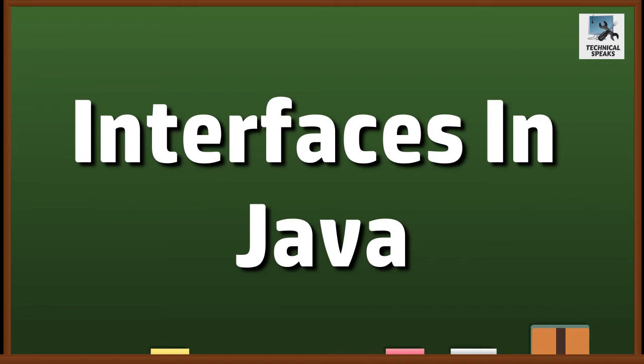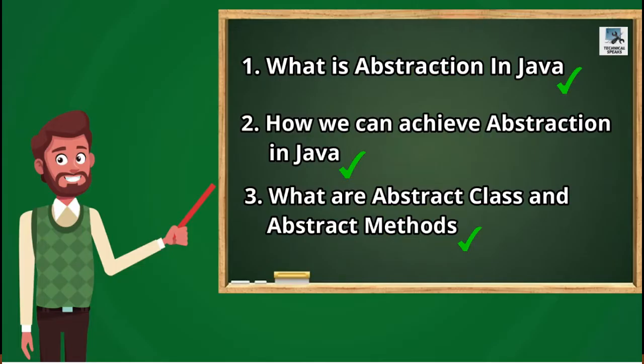In this specific video, we are going to learn about interfaces in Java. In the previous video, we discussed abstraction in Java and what abstract classes and abstract methods are. If you didn't watch the video, then watch that video first. You can find the link of that video in the I tab and description of this video.